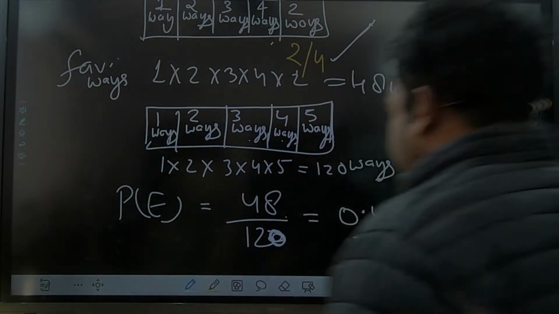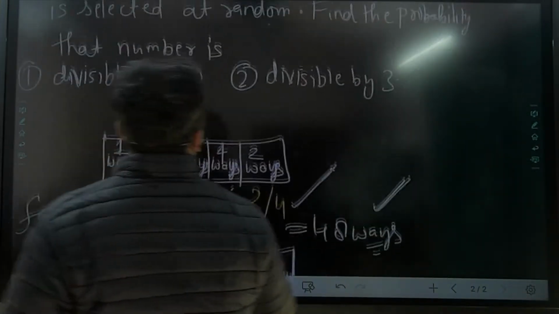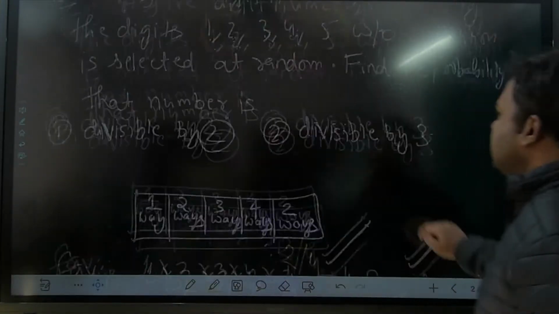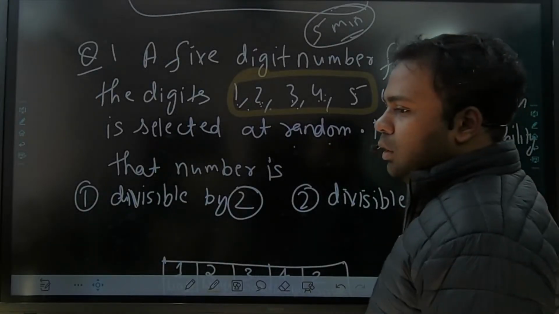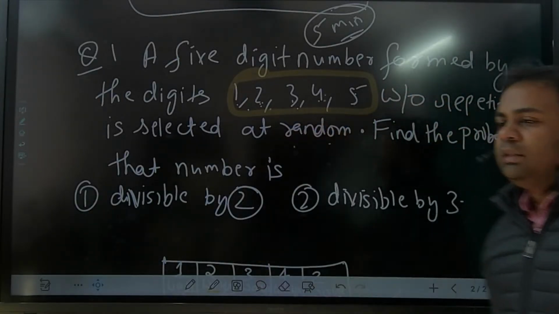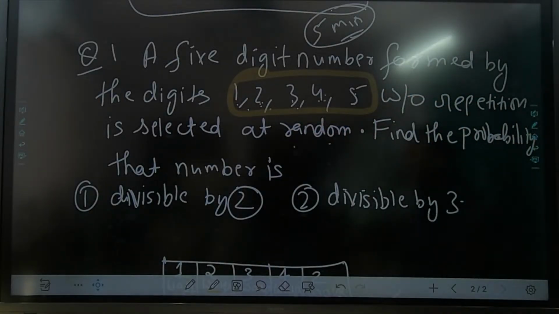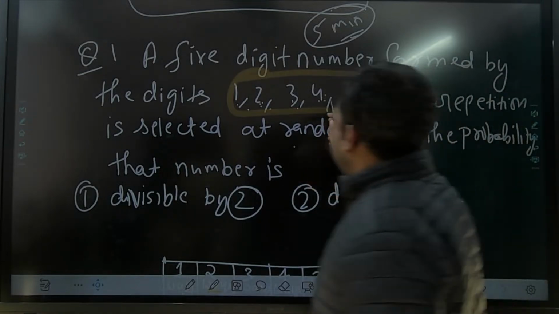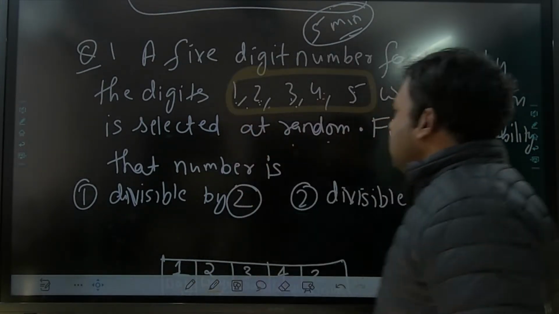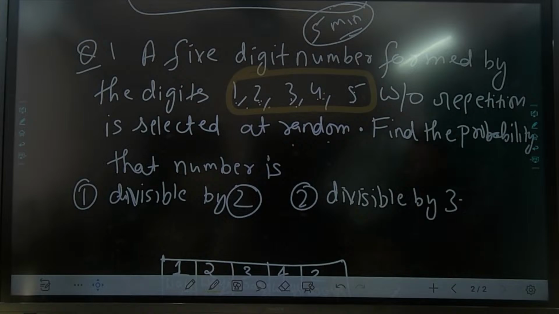Next is number divisible by 3. So see this, a number is divisible by 3 when the summation of all the digits in the number is divisible by 3. So if you add this 9, 10, 15. So 15 is the summation of the total number. If you add the digits 5, 4, 3, 2, 1, you see the summation is totally divisible by 3.